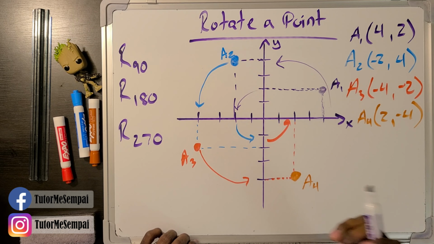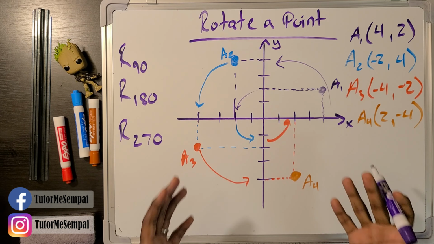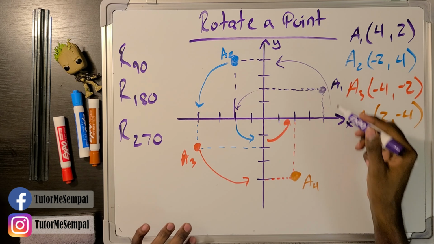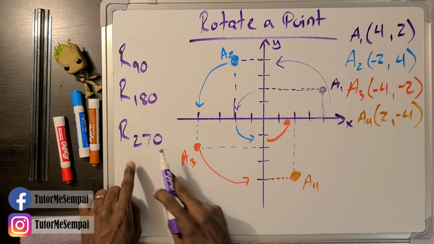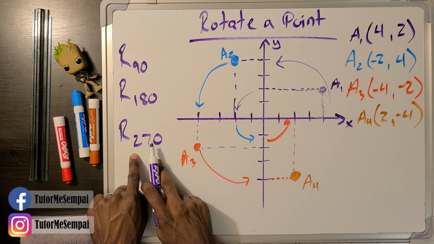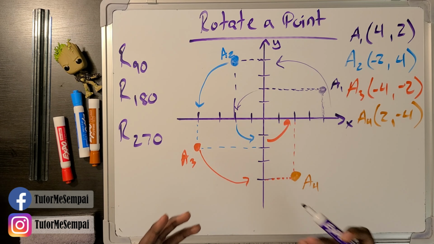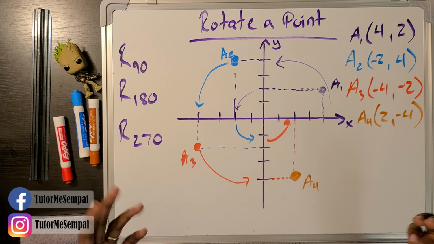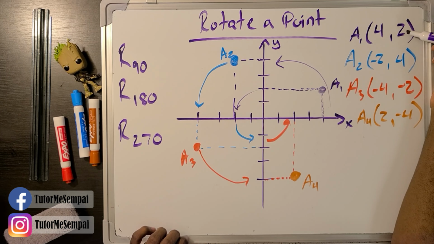a counterclockwise fashion. However, this is a lot of work, right? You don't want to have to keep drawing 4 points just to get to 270, right? You don't want to have to keep doing that. We should have a nice shortcut. Well, let's create our shortcut then. So we're starting at this A1, and we're going to be at point 4, 2.